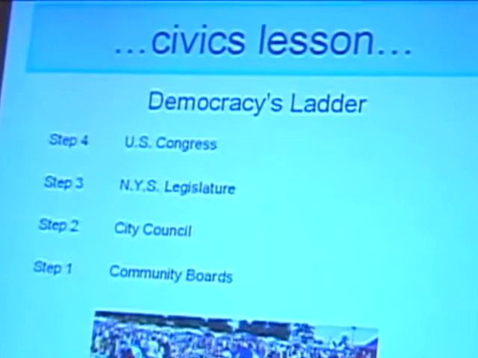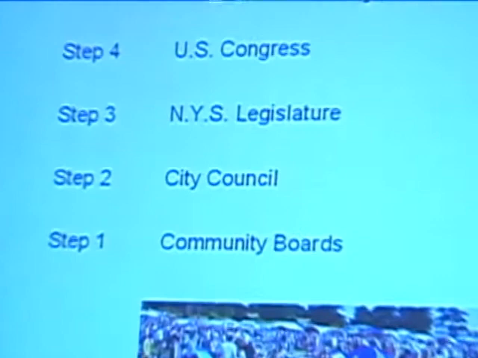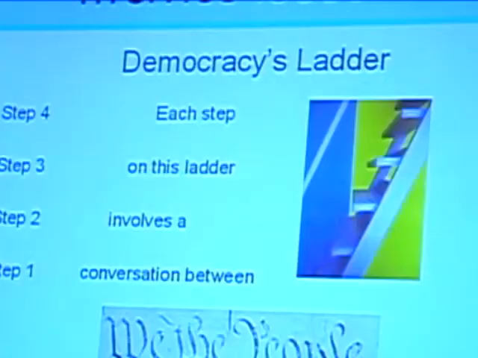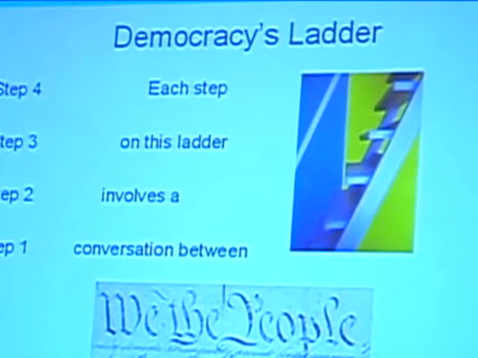I look upon the community boards as the first step on democracy's ladder, an ideal look at the way our society is supposed to work. At the bottom is we the people, all of us. In this ideal world, if we have a question or an issue, we take it to our community board, then to our city council, and move up the ladder to the state legislature and Congress. Basically, each step on this ladder involves a conversation between the people. That's the end of the civics lesson.